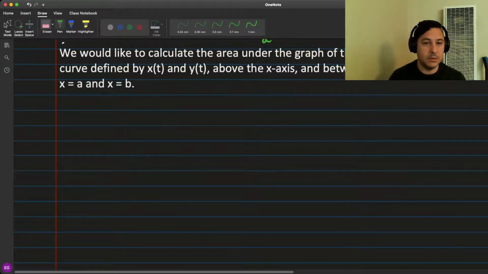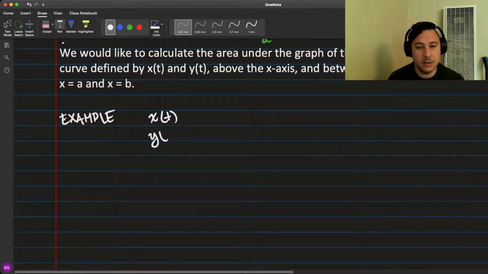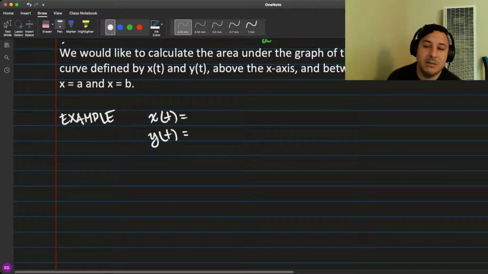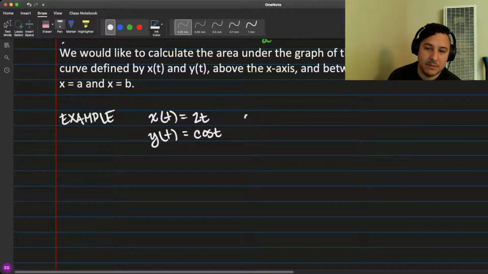Okay, example. So what should my parametric equations be? We're going to have x of t be 2t, and y of t be cosine t, and t will go from 0 to 2 pi.